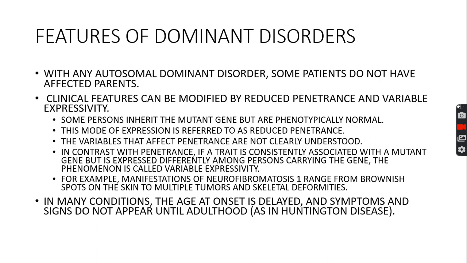Clinical features can be modified by reduced penetrance and variable expressivity. Some persons inherit the mutant gene but are phenotypically normal. This mode of expression is referred to as reduced penetrance. The variables that affect penetrance are not clearly understood, though. And in contrast with penetrance, if a trait is consistently associated with a mutant gene, but is expressed differently among persons carrying the gene, the phenomenon is called variable expressivity. For example, manifestations of neurofibromatosis type 1 range from brownish spots on the skin to multiple tumors and skeletal deformities. So you find that, especially with variable expressivity, not all people will express the disorder in the same way, and the level of the disorder will differ as a result of this.